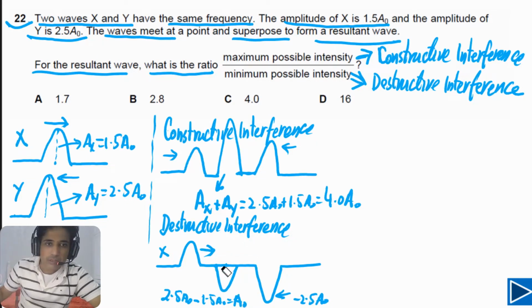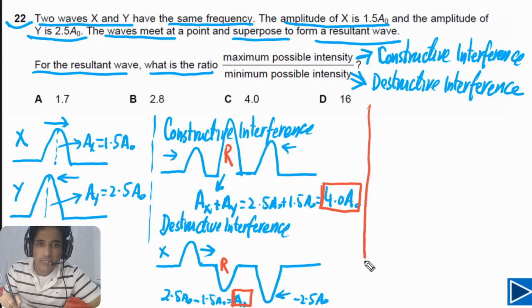We can clean up a little bit and redraw. So this one is the resultant. Let me use a different color and write here. So this is our resultant wave and this is also a resultant wave. This is the amplitude of the resultant wave and this is also the amplitude of the resultant wave.